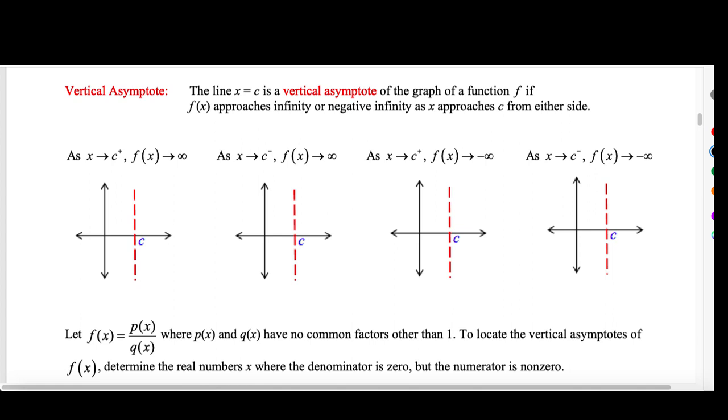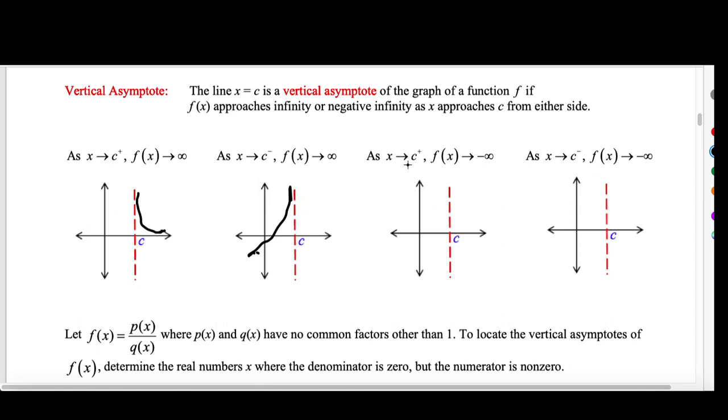So if we look at this first diagram over here, as x approaches c from the right, the plus means from the right, f of x approaches infinity, right? The vertical line there is the asymptote, so the asymptotic behavior would look something like that, okay? Over here, this is saying as x approaches c minus, that means from the left, f of x approaches infinity. It gets bigger without bound, right? So that would be something like this, right?